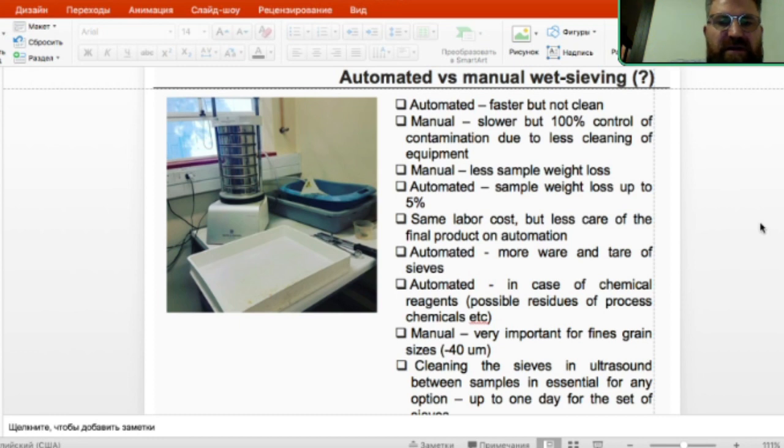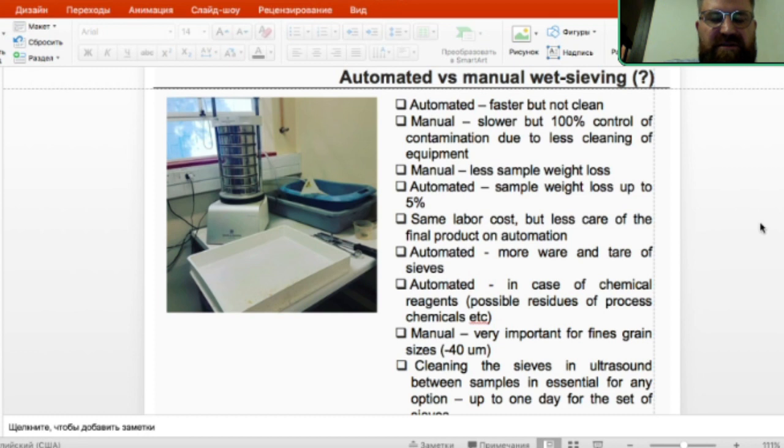Manual is slower, but it's for sure 100% contamination free. First of all, due to control of the operator, because whatever is automated, you cannot control. You can just start and stop. And here you can literally control every particle under your hand. So manual is slower, but for sure it's the best control of any contamination, and plus it's less cleaning, because those machines are full of different surfaces that have to be cleaned.